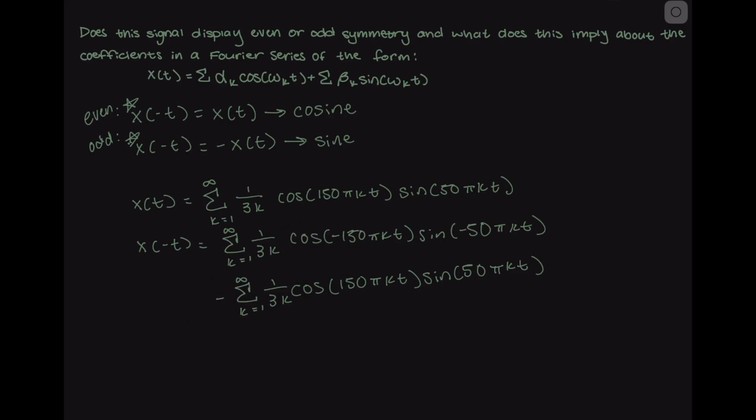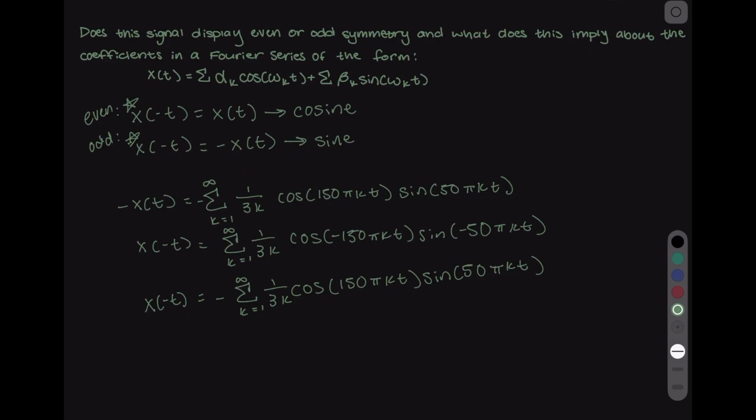And you can see that our signal as a whole has the relationship that x of negative t is equal to negative x of t. You can see this whole thing is just the negative of this function. So we can make the declaration that the whole signal is odd.